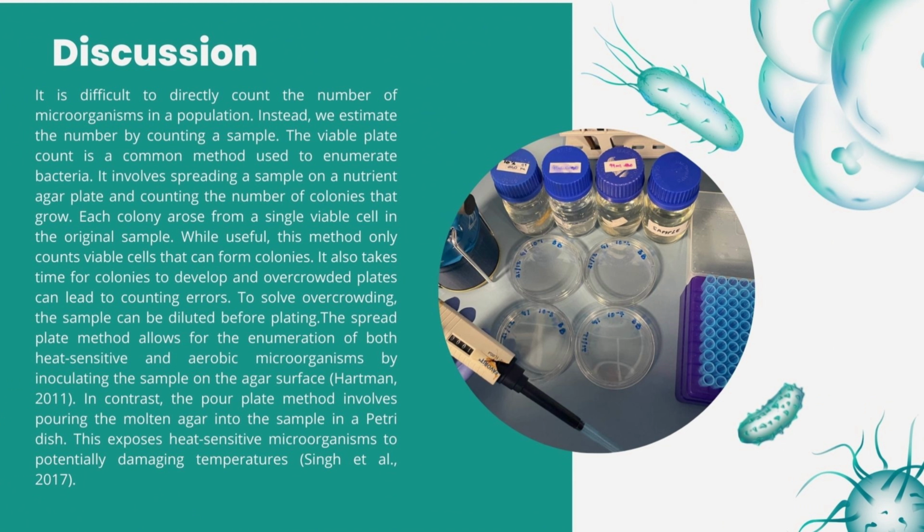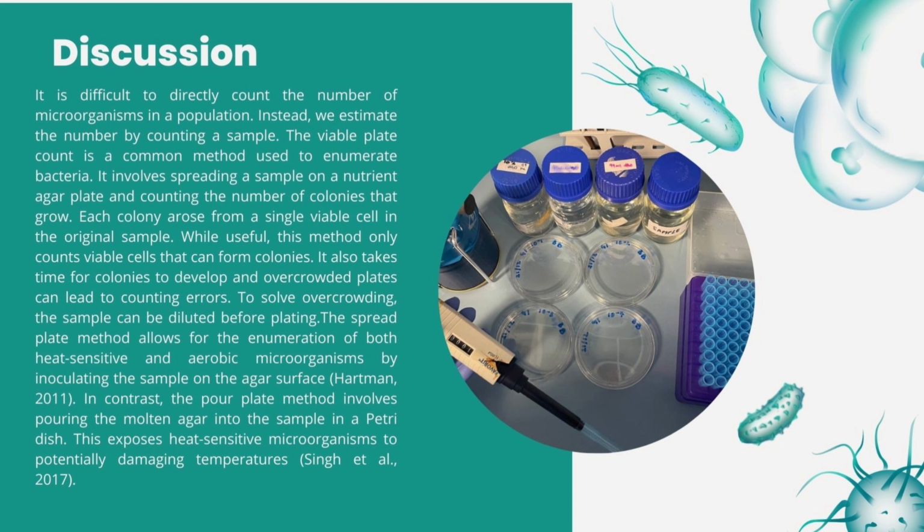Discussion. It is difficult to directly count the number of microorganisms in a population. Instead, we estimate the number by counting a sample. The viable plate count is a common method used to enumerate bacteria. It involves spreading a sample on a nutrient agar plate and counting the number of colonies that grow. Each colony arose from a single viable cell in the original sample.